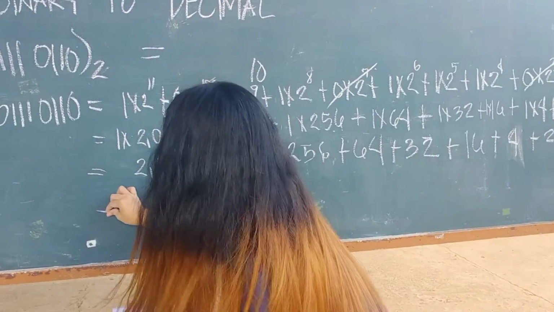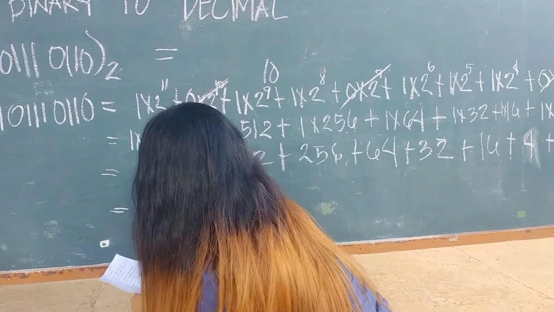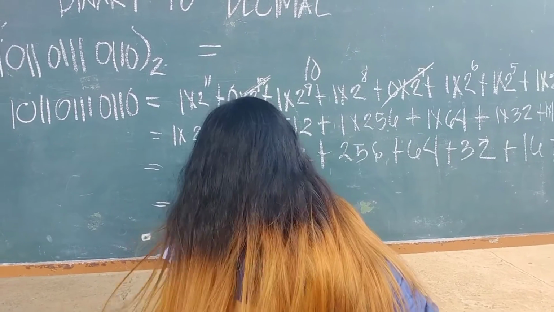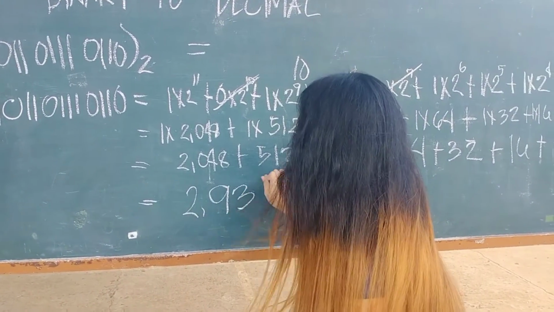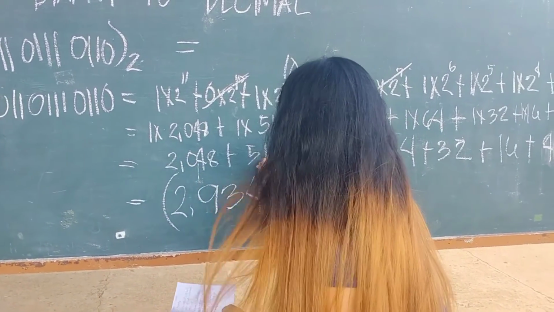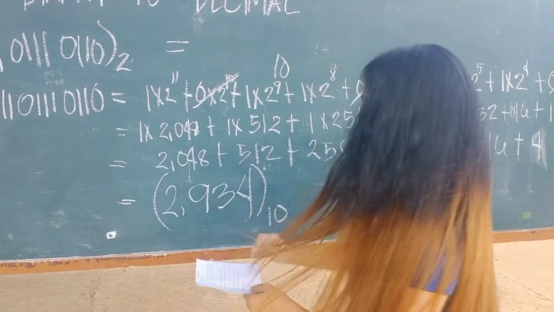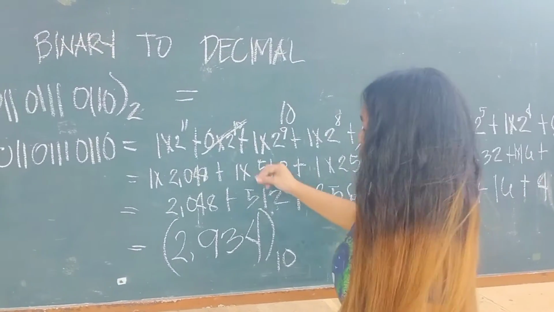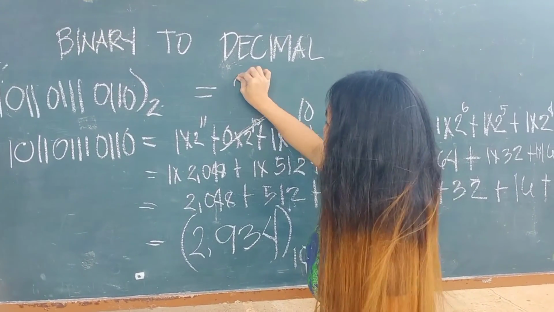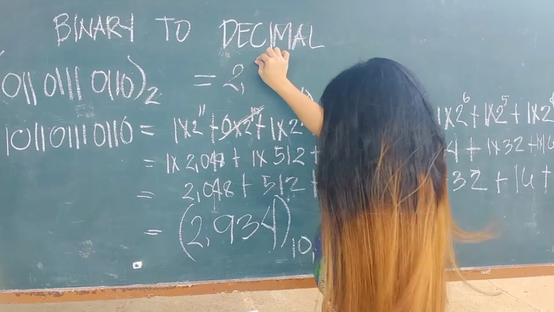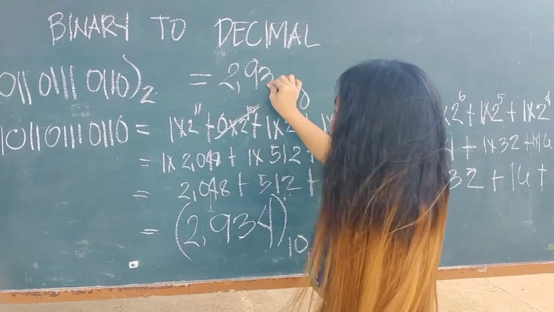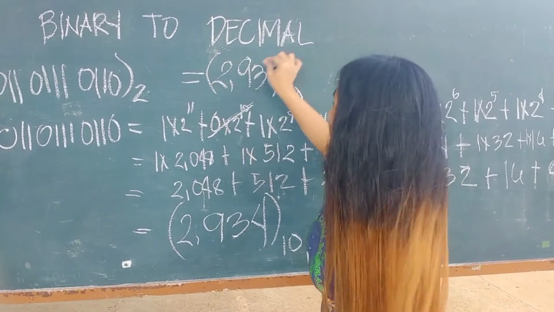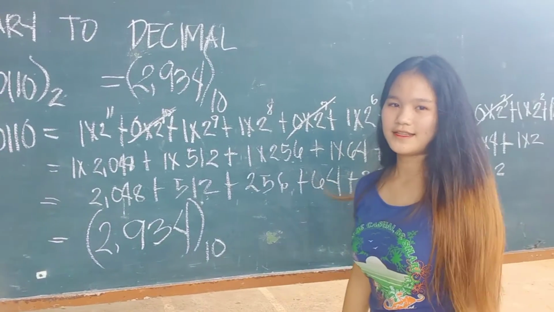So therefore the answer is 2,934 with a base of 10. So that's it, you have obtained the decimal. I should put it here so it is clearer: base of 10. That's it.